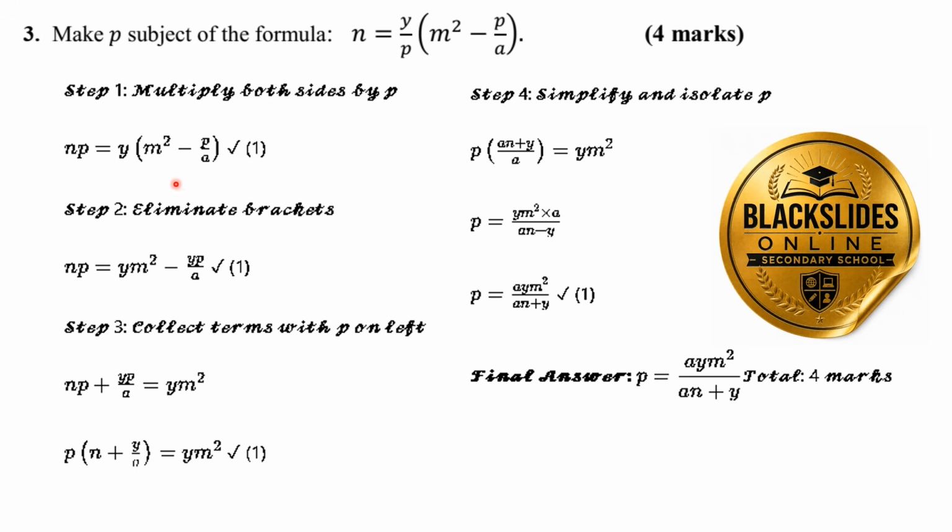So you have 1 mark for multiplying both sides by p, 1 mark for removing brackets, another mark for collecting the terms to one side, those which contain p, and then isolating the p to have it as the subject of the formula.